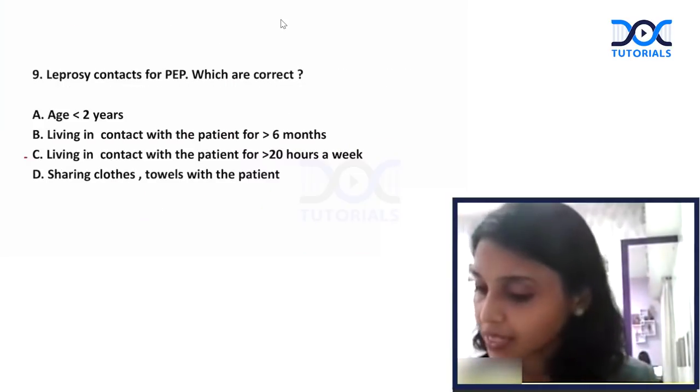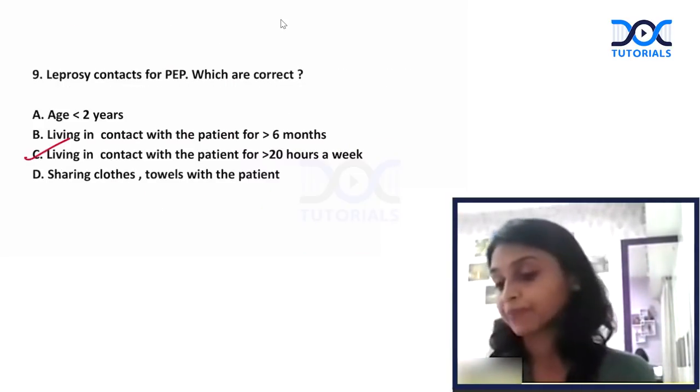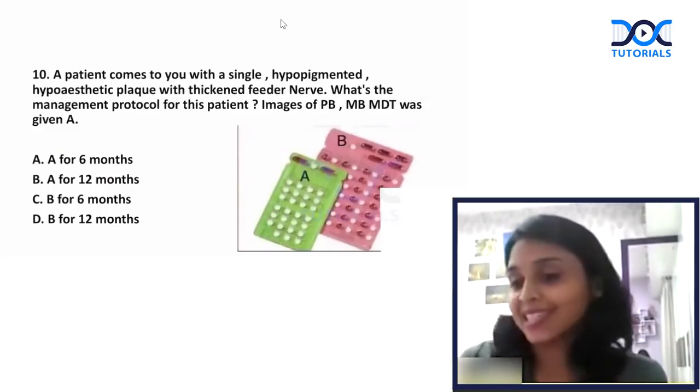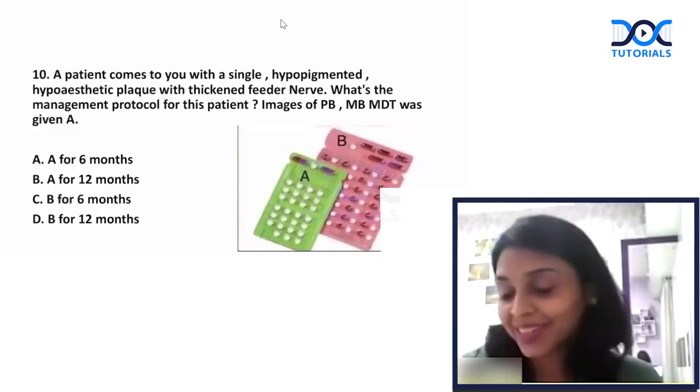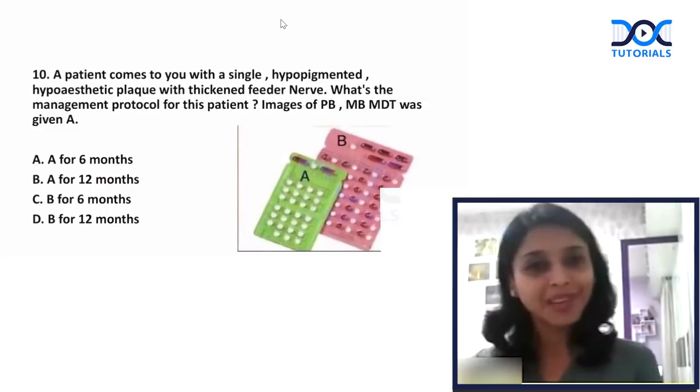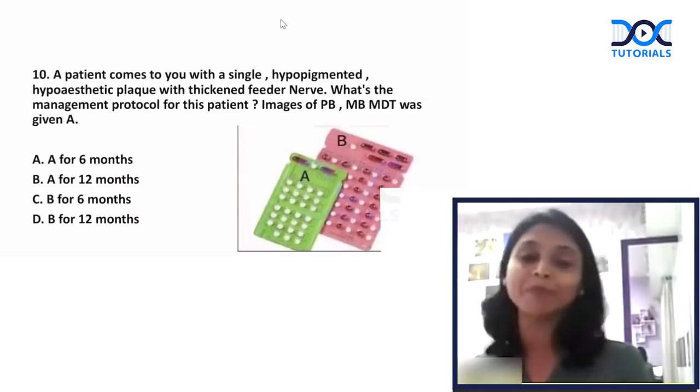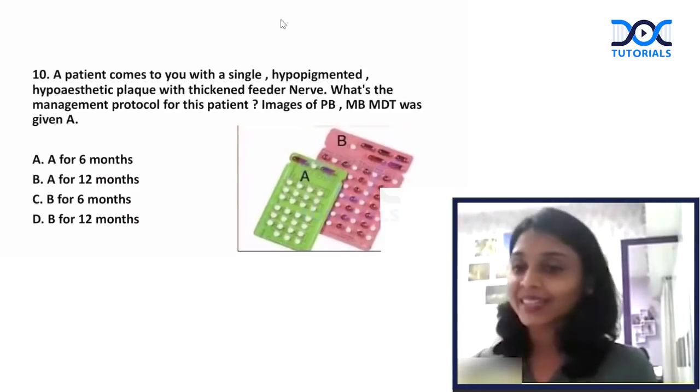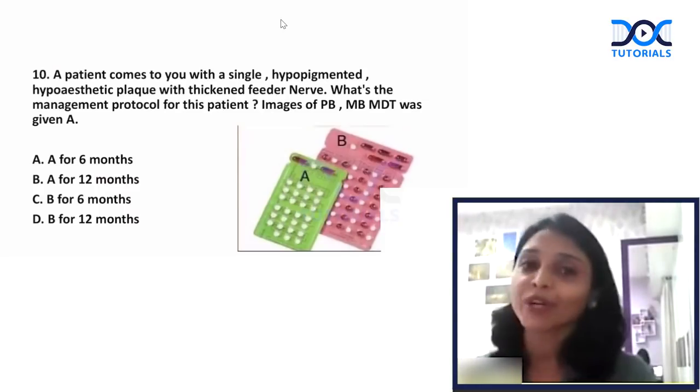Okay, so here the answer is C, right? No doubt about it. Next was a really confusing question. You may think, oh, it's so simple, and you must have answered it thinking that it's so simple. But when I talk to students, many had got it wrong.